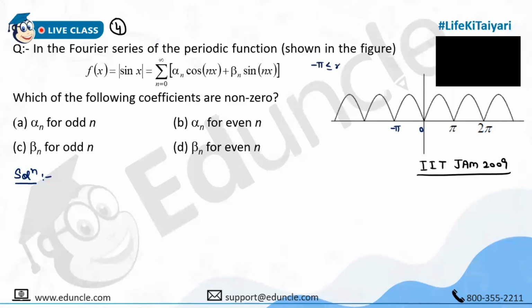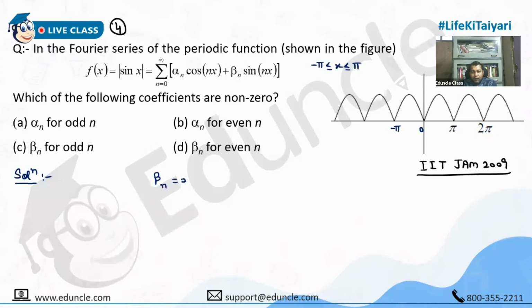Yes, sir. So because it is mod x, so Bn is 0. That is beta n, they are saying. So beta n is 0 for all n. Na? So it means clearly C and D options are wrong, because we cannot say that beta n is 0 for even n only or for odd n only. It is 0 for all n.